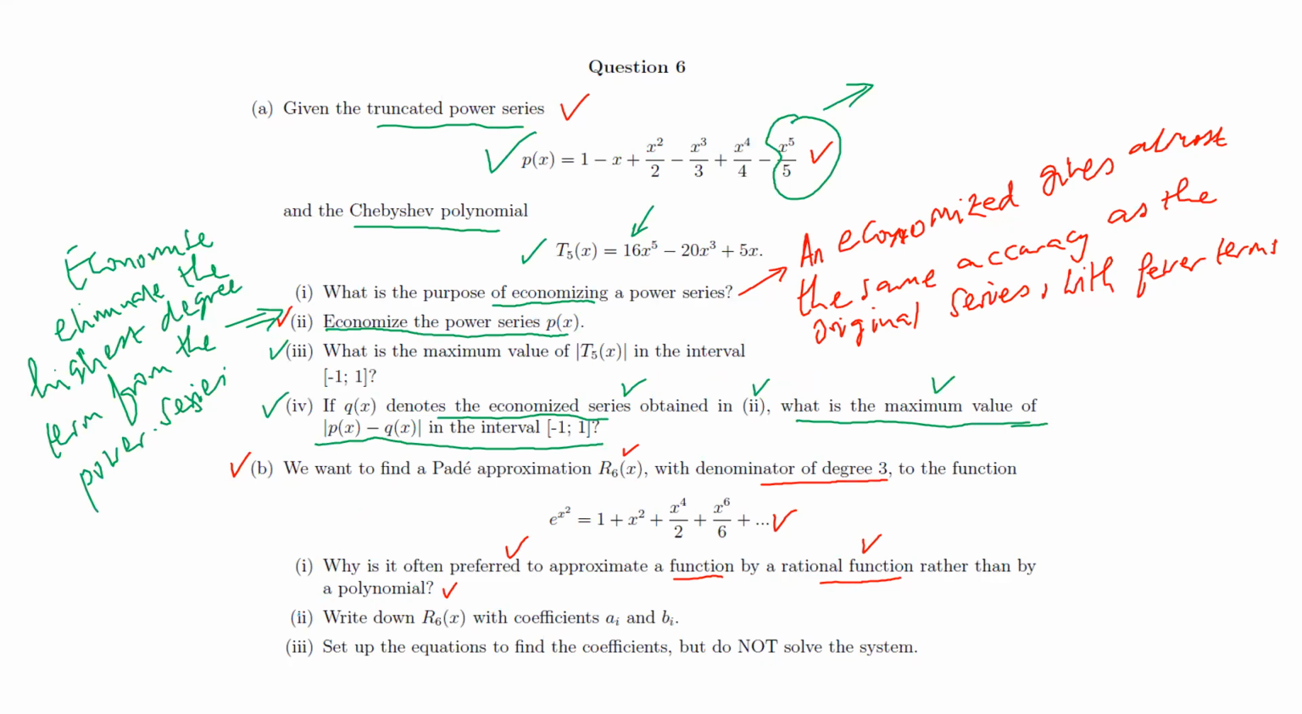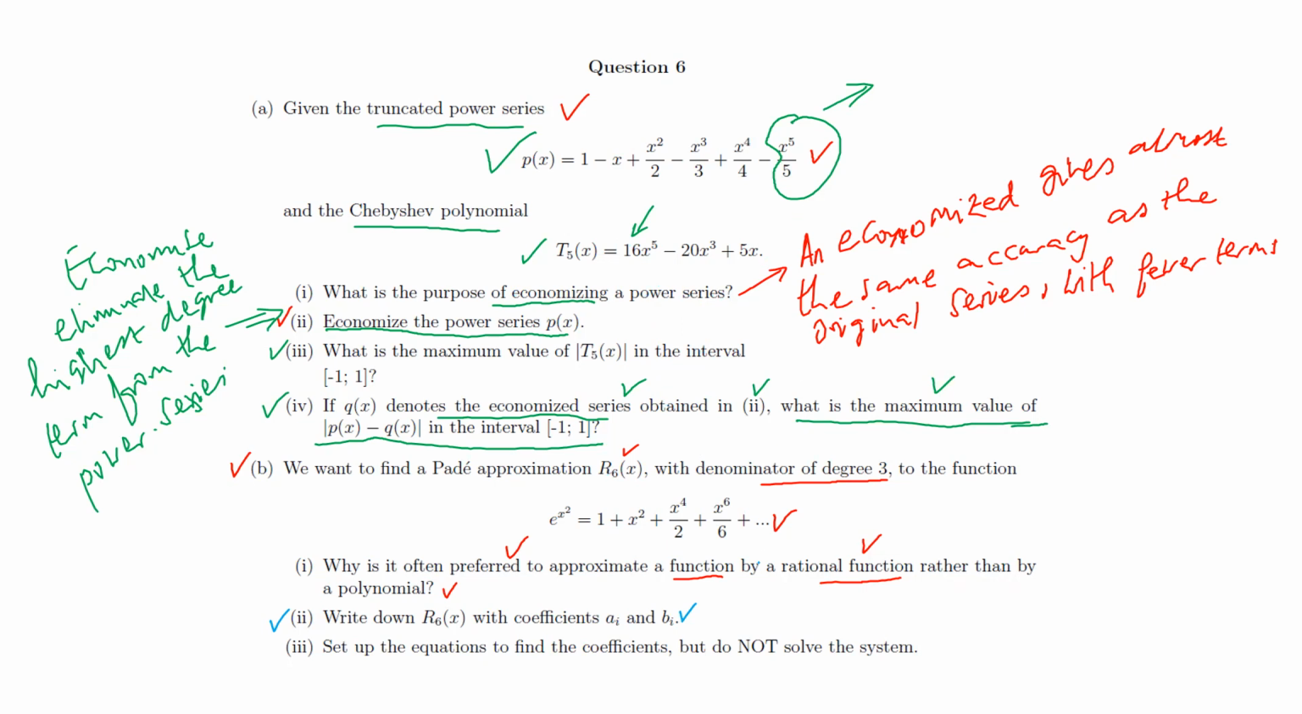So if you look at this question here, in B Roman figure 2, for the purpose of exam preparation, you must be able to write down R sub 6 of x with coefficients AI and BI. We need to write down the rational function of degree 6. We defined this last time, gave the definition, looked at an example, but we look at another one now.